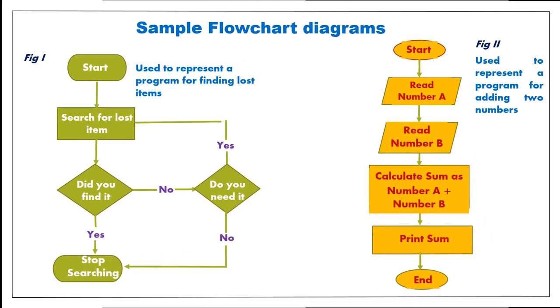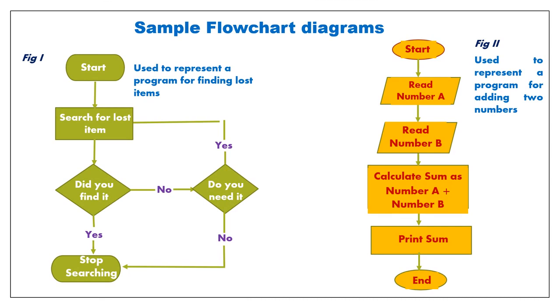Let's quickly look at some sample flowchart diagrams. We have one in figure 1 and we have another in figure 2. Figure 1 is used to represent a program for finding lost items. The first shape there is the shape of the terminator, which starts the program. You can see start, the arrow leads you to the next program statement to prepare code that will help you search for a lost item.